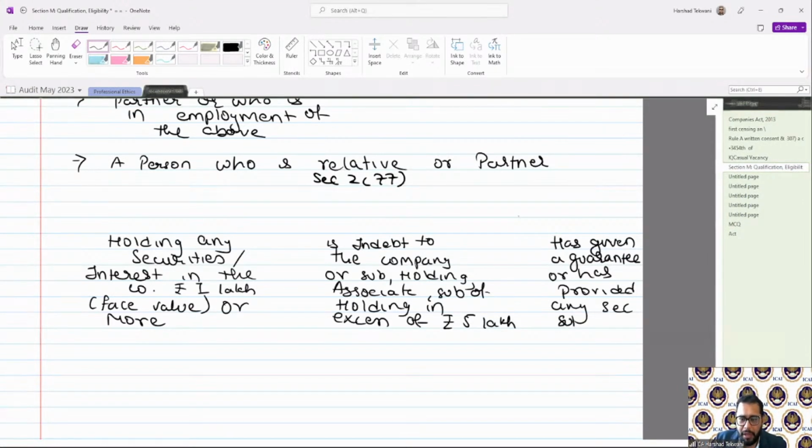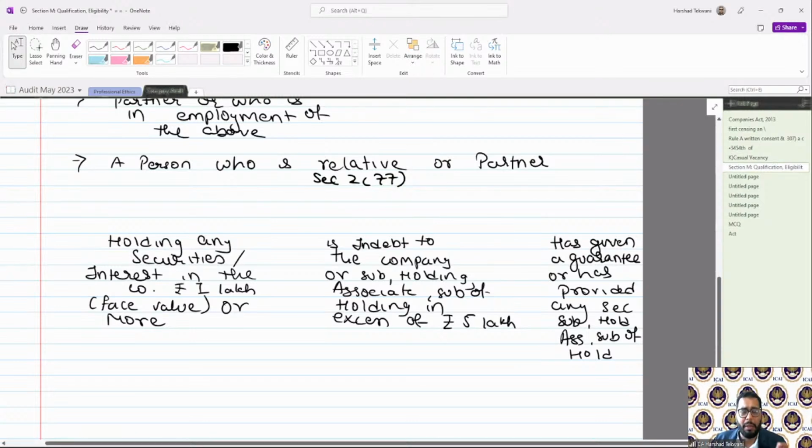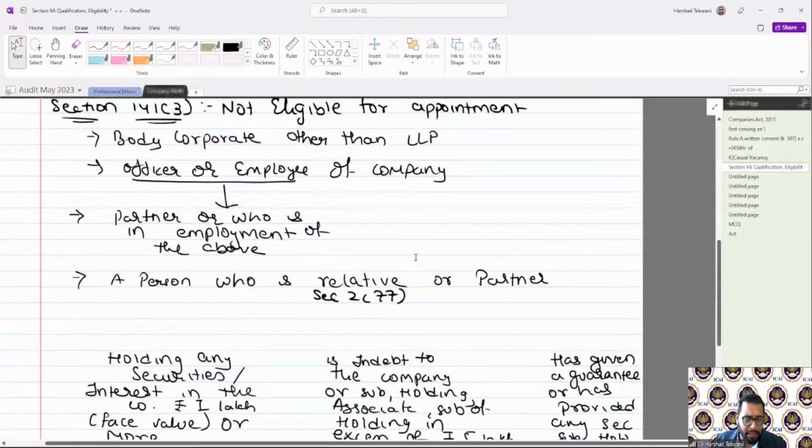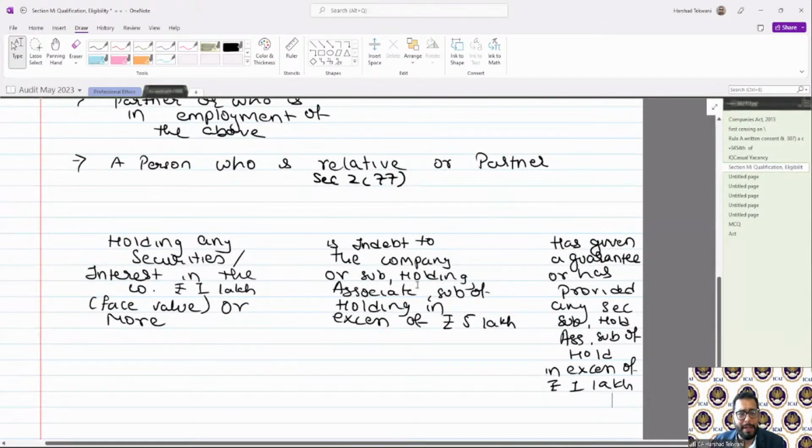So if he has provided guarantee or any security to the subsidiary, holding, associate, subsidiary of holding above a prescribed amount, then again the person whose relative or partner he is will not be eligible for appointment as an auditor. Now in this case, the limit is again 1 lakh rupees. Prescribed limit is 1 lakh rupees. So in all these cases, the person whose relative or partner it is will not be eligible for appointment as an auditor.